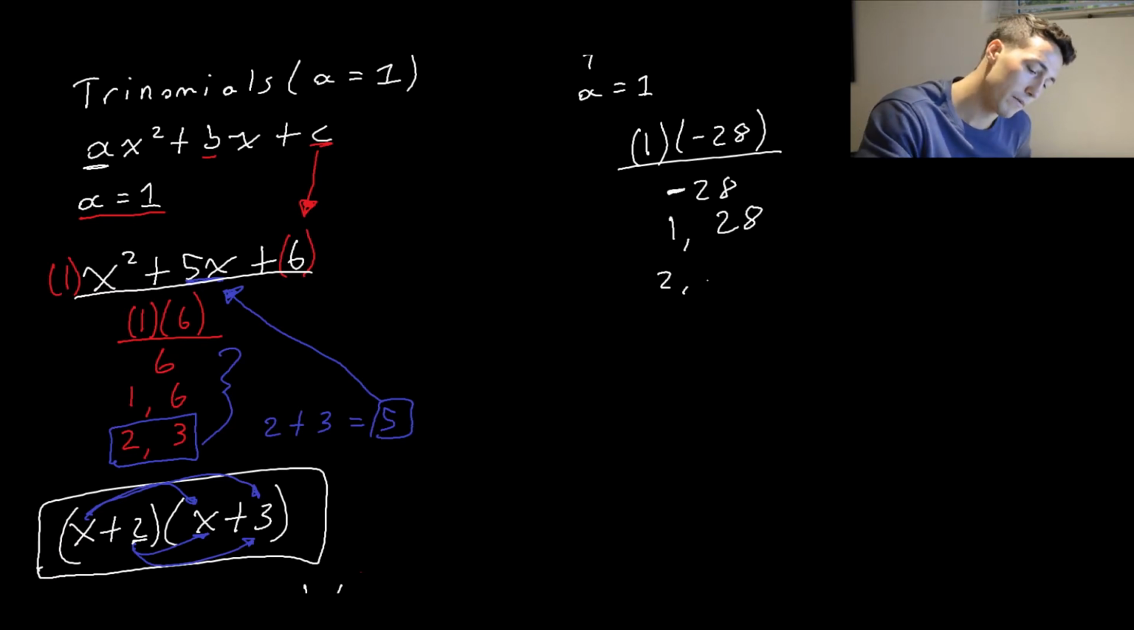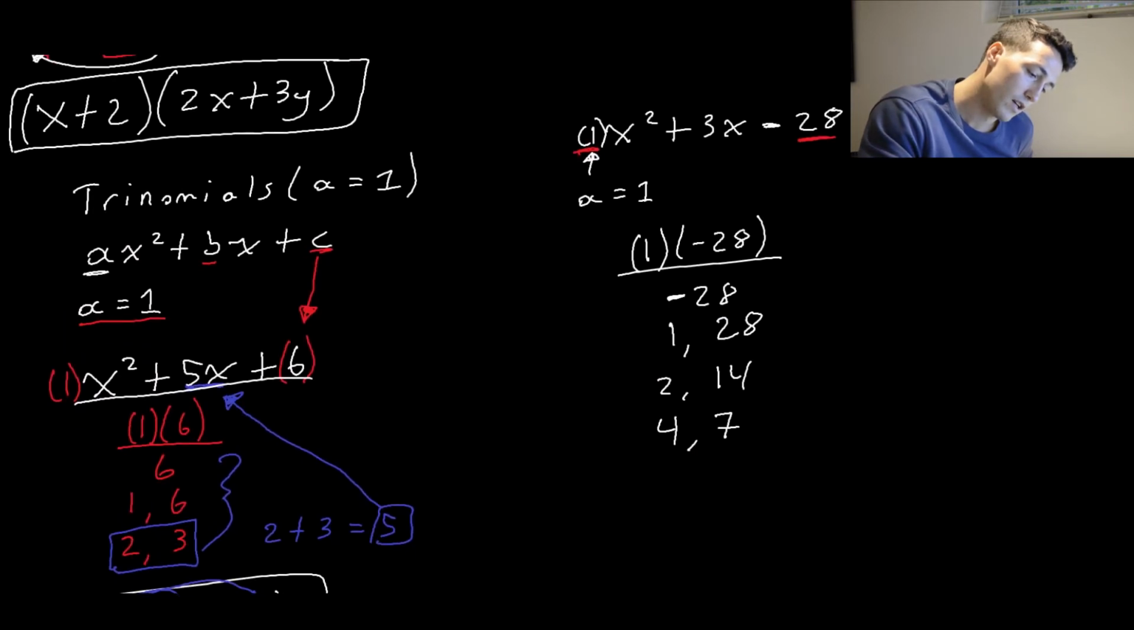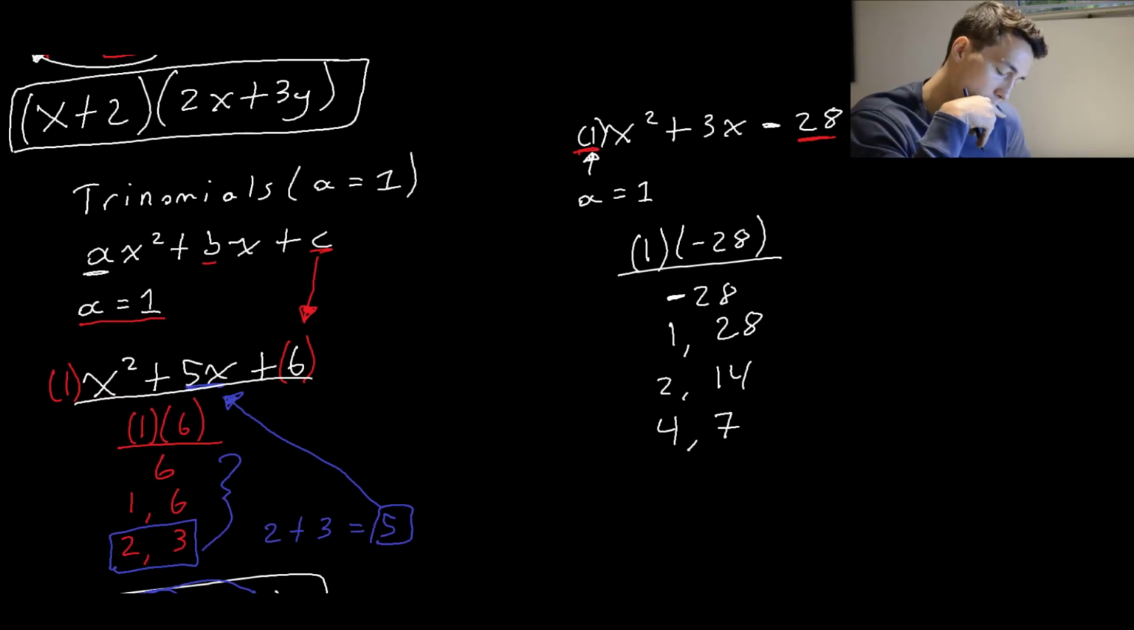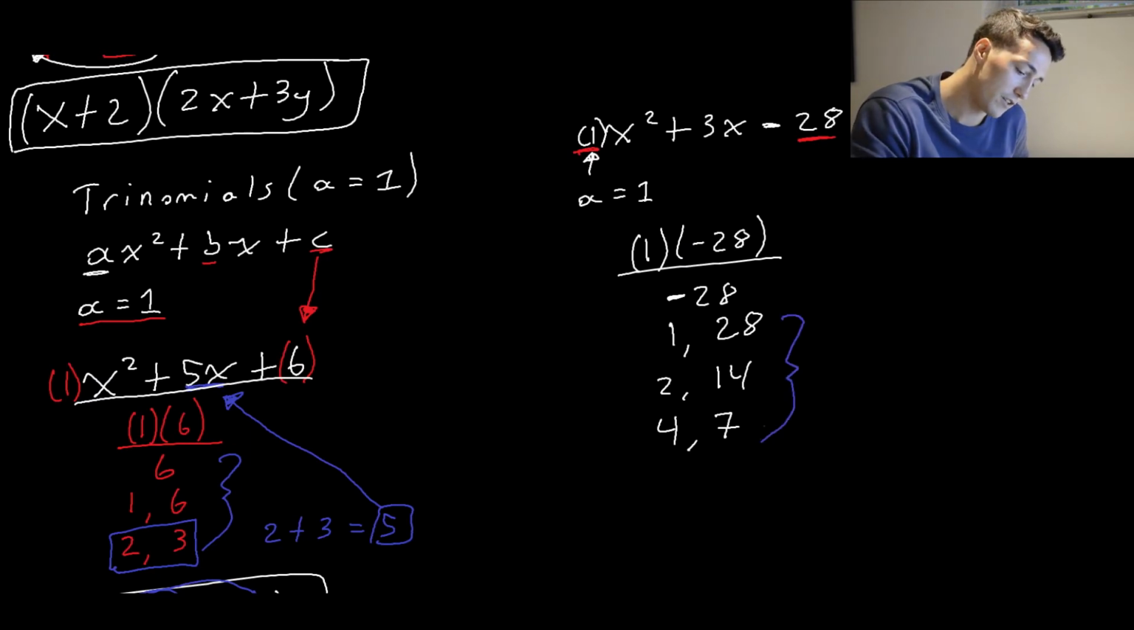So 1 and 28, let's see, 2 and 14, 3, I don't think 3 works, 4 and 7 works, and let's see, I think that's good for now. Okay, so in this situation, we're going to do the same process. We're going to look for these factors, and the sum of these factors gives us this 3x. But we have to account for this negative value right here.